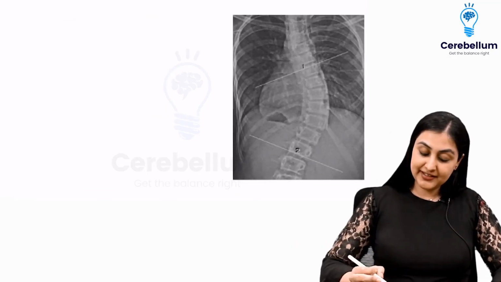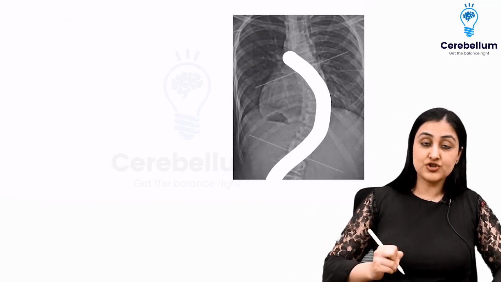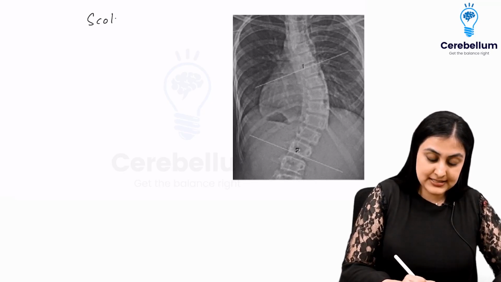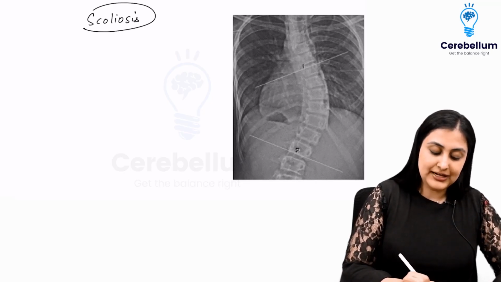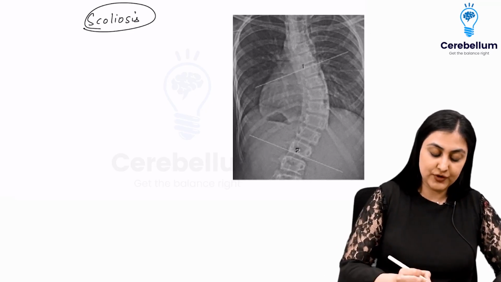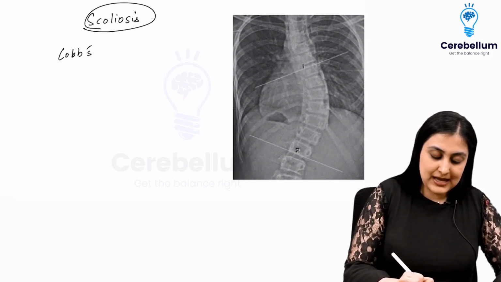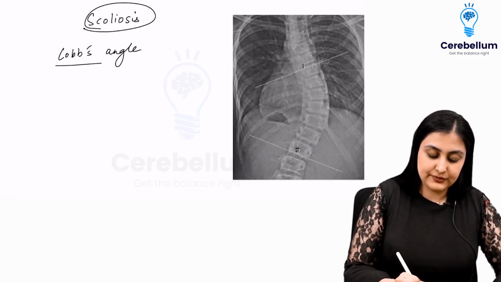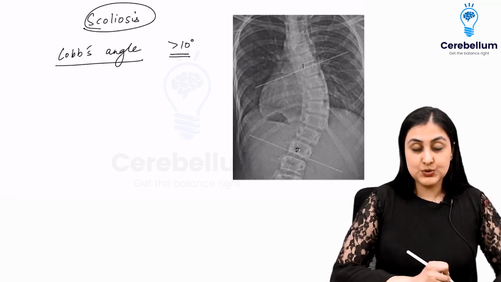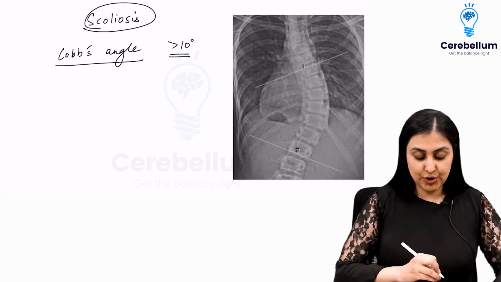The pathology here is a lateral curvature of the spine. So there's a lateral curvature of the spine. This is called scoliosis. So a lateral deviation of the spine is scoliosis, and the angle that we measure for scoliosis is Cobb's angle, right? So this is the Cobb's angle for scoliosis. Any Cobb's angle of more than 10 degrees is what is defined as true scoliosis.